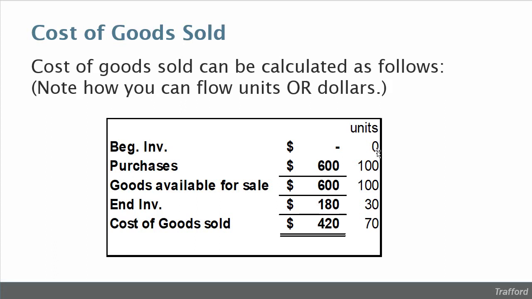At the beginning of the month, you had 0 umbrellas. You purchased 100. So during the month, you had 100 umbrellas available for sale.